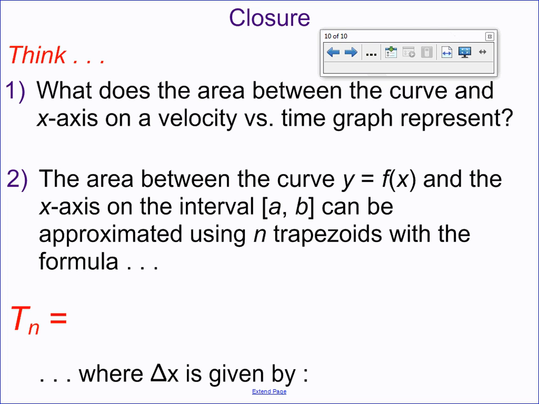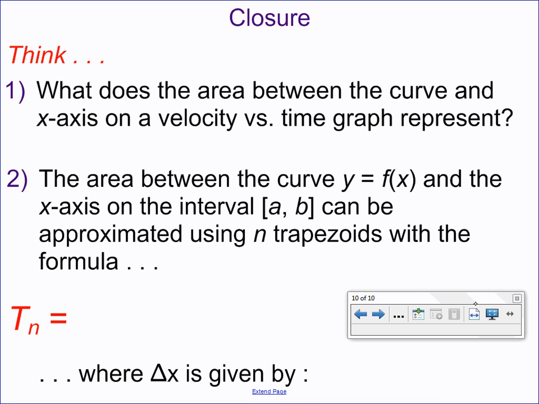Okay, ladies and gentlemen, let's go ahead and share our responses for today's closure. Firstly, great job. Everybody earned their stamps today, so you guys did a nice job working your new cooperative learning groups. In general, what does the area between the curve and the x-axis on a velocity versus time graph represent then? So what does that area represent?